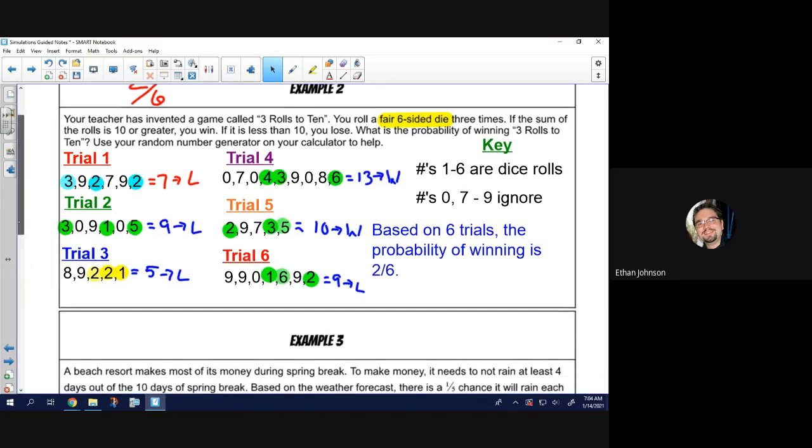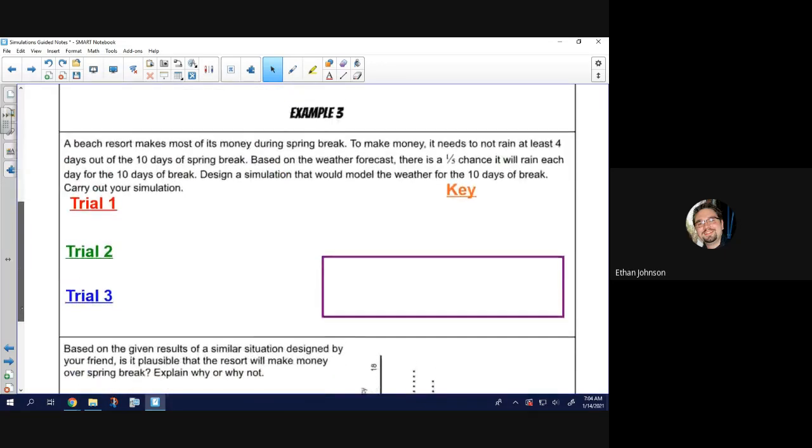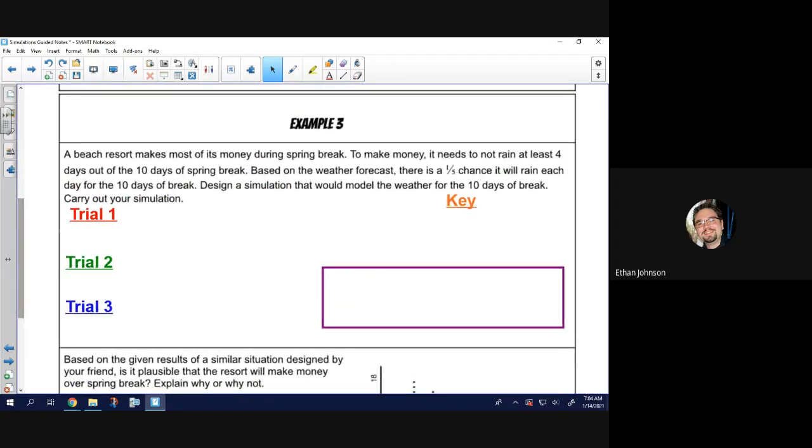Let's look at example 3. Example 3 has 2 parts to it. And this one is a slightly different key that we need to look at. It says a beach resort makes most of its money during spring break. To make money, it needs to not rain at least 4 days out of the 10 days of spring break. Based on the weather forecast, there is a 1 out of 5 chance it will rain each day for the 10 days of break. Design a simulation that would model the weather for the 10 days of break.